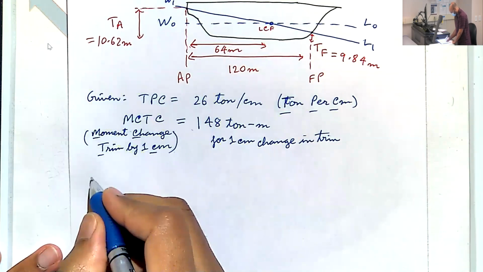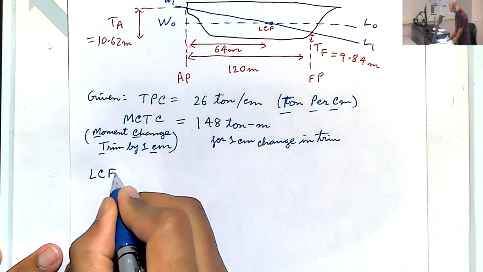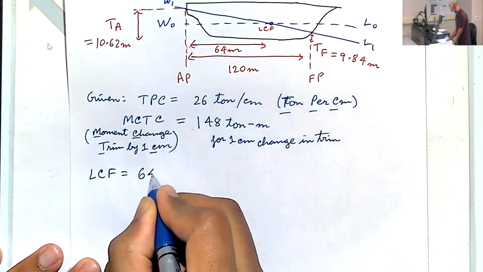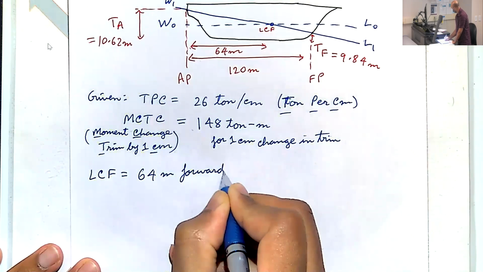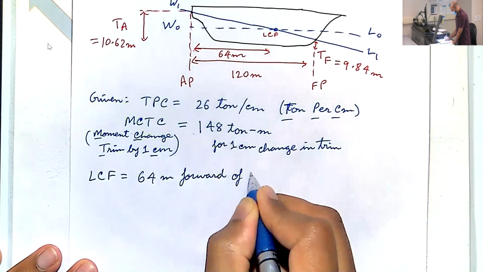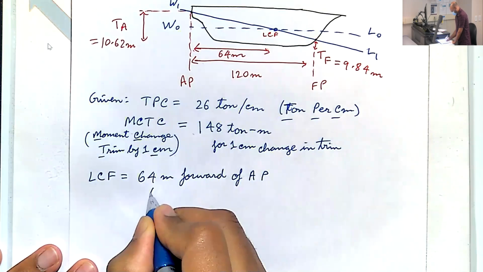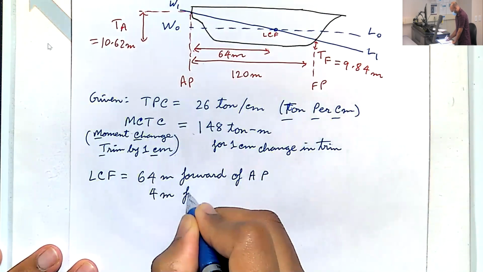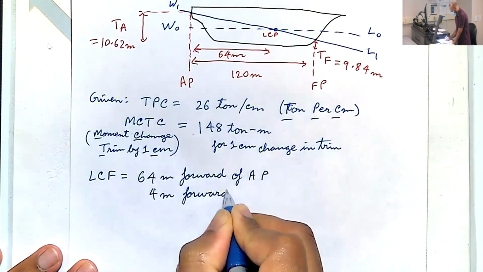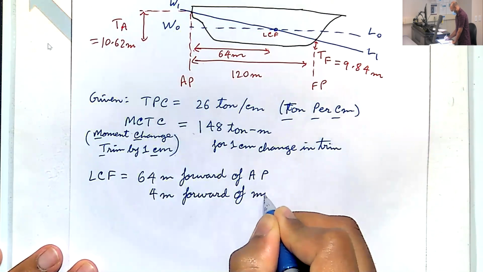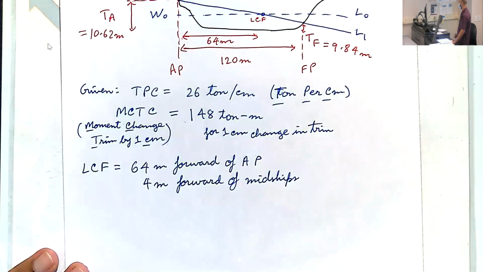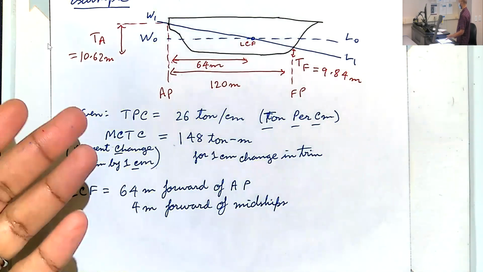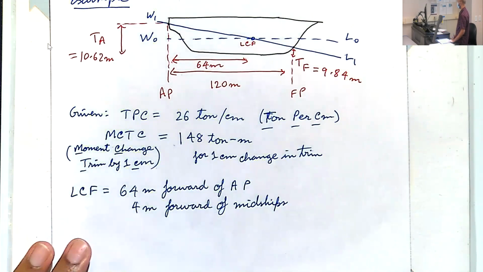Then we're also told the LCF is 64 meters forward of AP and 4 meters forward of midships. Okay. So that's the initial condition of our ship.